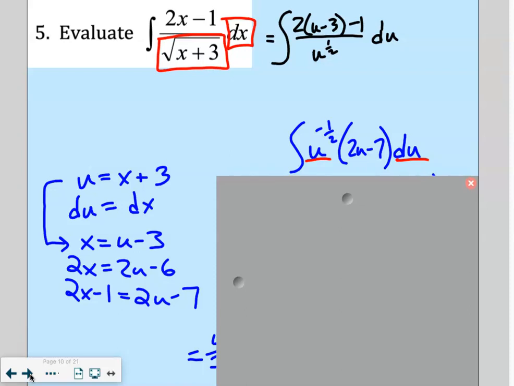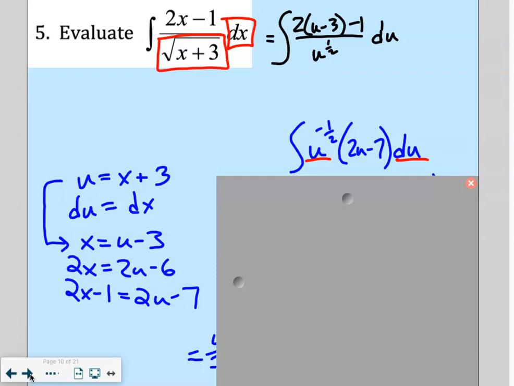Now, I put the u to the -1/2 up. I could have kept it down and divided, or I could put it up and multiply. Either way, you have to put them together because you can't do an integral of a product or a quotient unless it's a known product and quotient like secant tangent. But apart from that, you can't do an integral of a product or a quotient. You got to put them together.